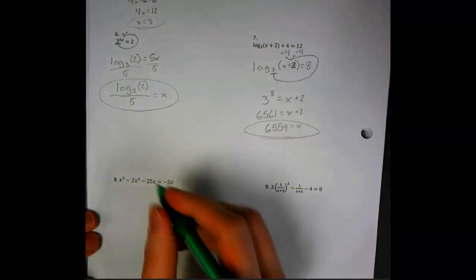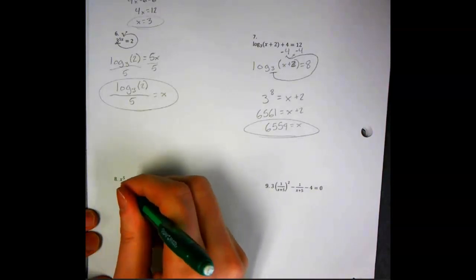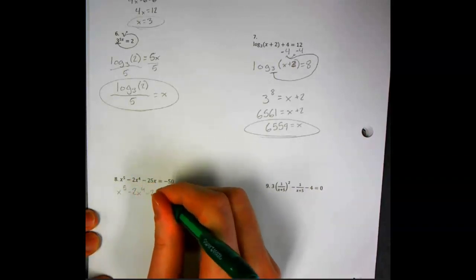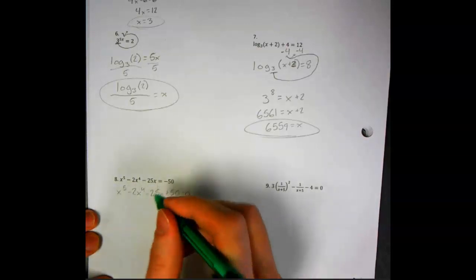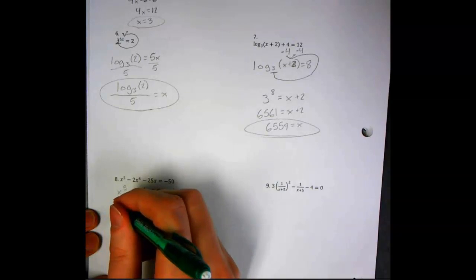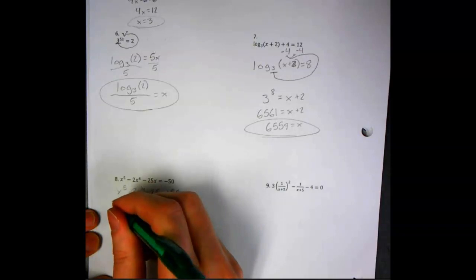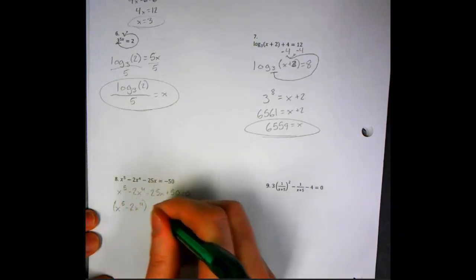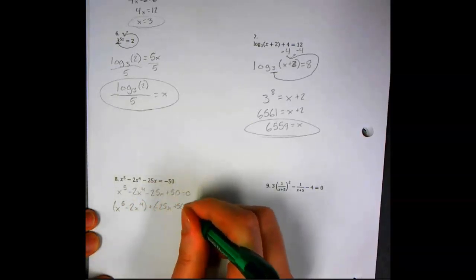For problem 8, first we're going to add that 50 over, so we can set this equal to 0. We'll have x to the 5th, 2x to the 4th, minus 25x, plus 50 equals 0. We're going to split the polynomial, and we'll have x to the 5th minus 2x to the 4th plus negative 25x plus 50.